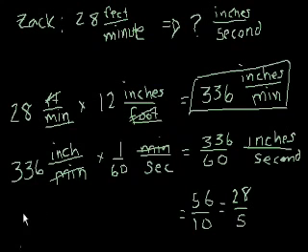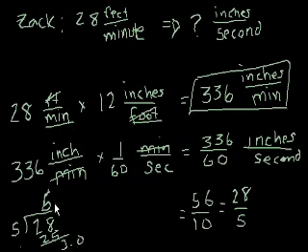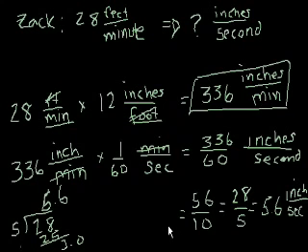And 28 over 5, let's see, 5 goes into 28, 5 times, 25. Remainder 3. 5.6. So this equals 5.6. So I think we now just solved the problem. If Zach is going 28 feet in every minute, that's his speed, he's actually going 5.6 inches per second. Hopefully that kind of made sense.